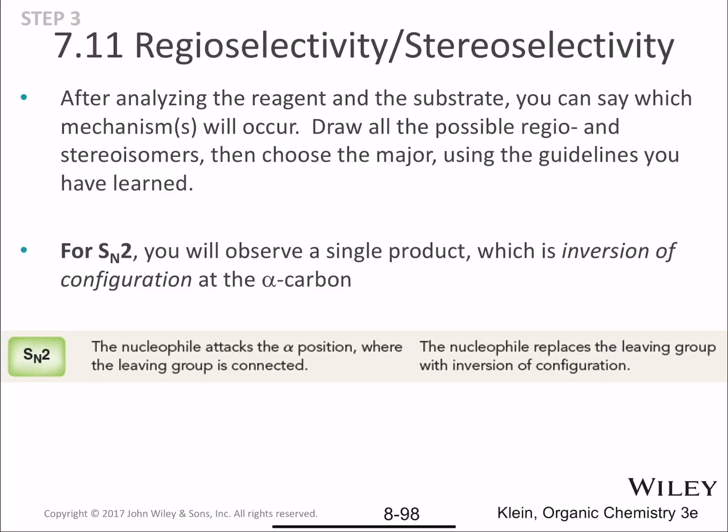So a little bit more about regioselectivity and stereoselectivity. After you've taken a look at the reagent and the substrate, you can say which mechanism will occur using figure 7.20. You can use that figure to help you predict what the products will be. Then, once you know, okay, I'm going to have an SN1 reaction or an E2 reaction or whatever, you're going to draw all the possible regioisomers and stereoisomers, then choose the major and minor products using the guidelines that we've learned. So for an SN2 reaction, you're going to observe a single product, and that product will involve inversion of configuration at the alpha carbon if it is a chiral center. It says down here the nucleophile attacks the alpha position, and we discussed what an alpha position is, where the leaving group is connected. Again, the inversion of configuration is just like an umbrella flipping in the wind.